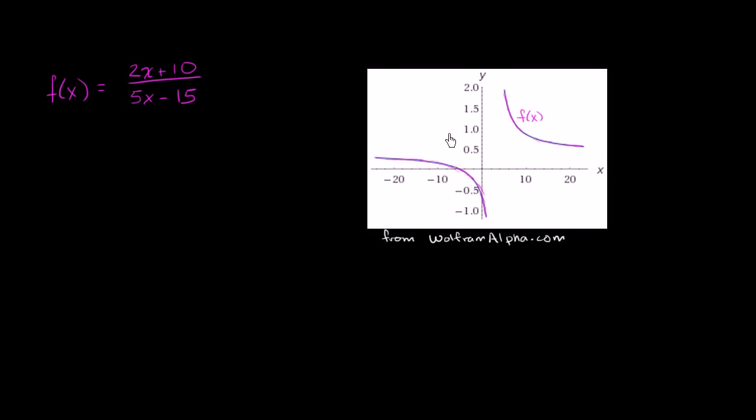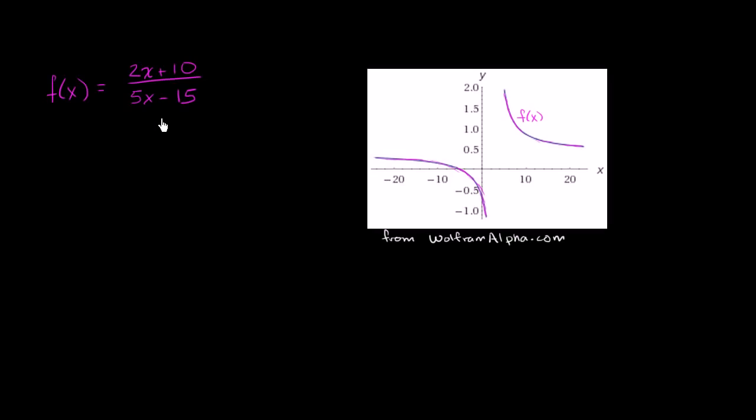Right over here, I have the graph of f of x. And what I want to think about in this video is whether we could have sketched this graph just by looking at the definition of our function, which is defined as a rational expression. We have 2x plus 10 over 5x minus 15. So there's a couple of ways to do this.